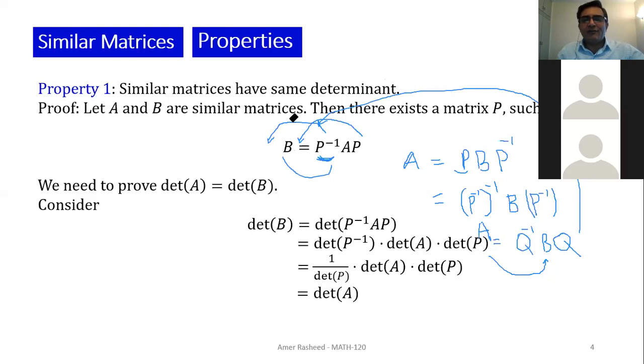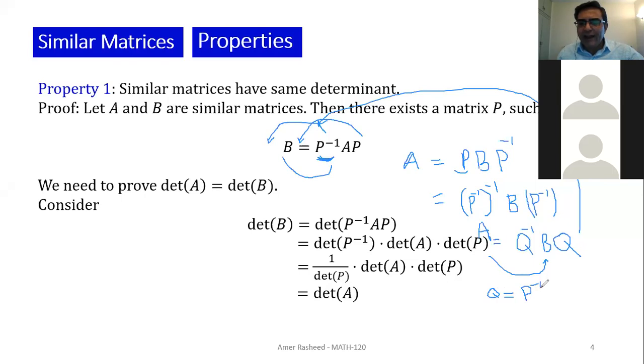Q is another matrix which we call P inverse. Here we have assumed that Q is what? Q is the inverse of P. Q is P inverse.